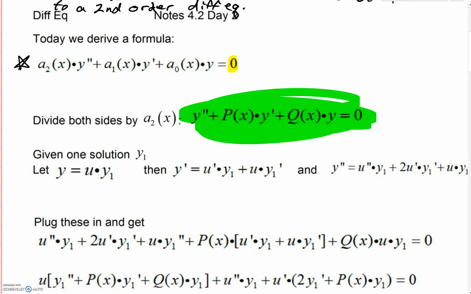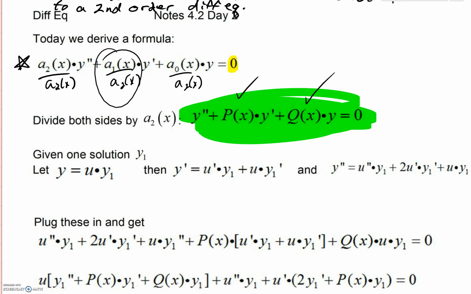Divide both sides by that a sub 2 function. And what you're quickly going to see is, you'll have a ratio of functions here. Rather than leave them as fractions, call them p and call them q. It's greatly going to facilitate the appearance. And we're going to use that p especially very soon in our formula.